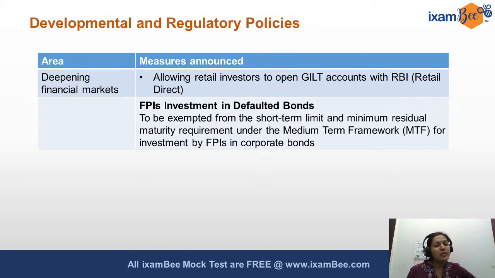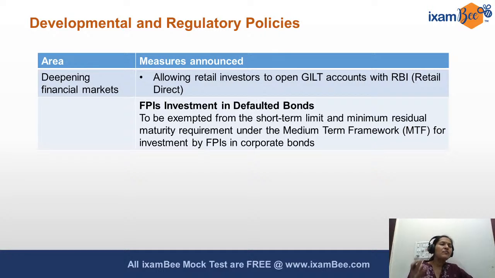Next, they have announced that FPIs will be allowed to invest in defaulted bonds. So what are defaulted bonds? The bonds of any company which has defaulted on the repayment of principal or interest payment. For example, IL&FS, right? IL&FS defaulted, right? But these bonds are still trading, right? So FPIs have been allowed to invest in those bonds, and if they are investing, they will not have to comply with the limits which are defined for them in the corporate sector.